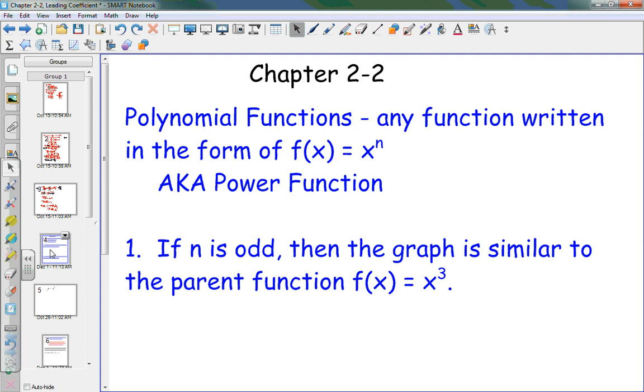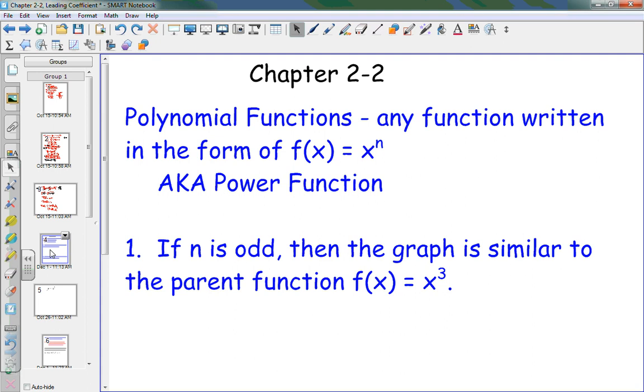Okay. Chapter 2-2, polynomial functions. A polynomial function is any function in the form of f(x) equals x to the n. It's also known as a power function. x squared, x cubed, x to the 4th, x to the 15th, x to the 22nd. Those are all power functions. Everybody with me on that?